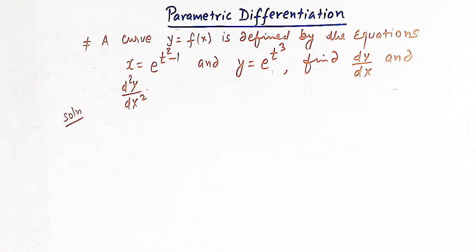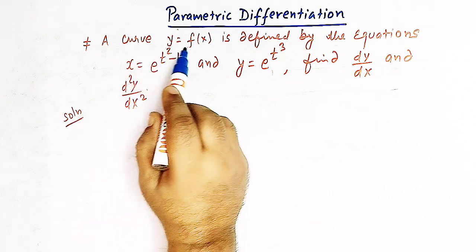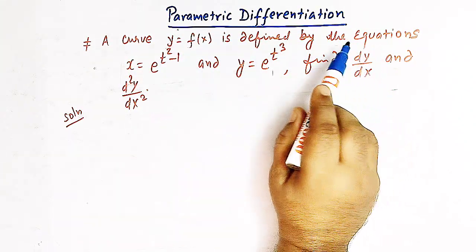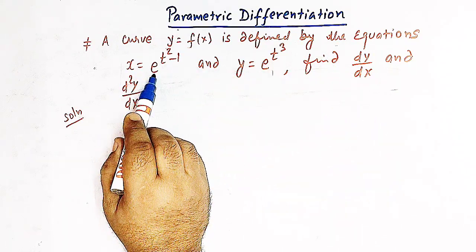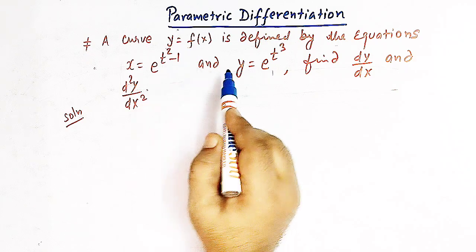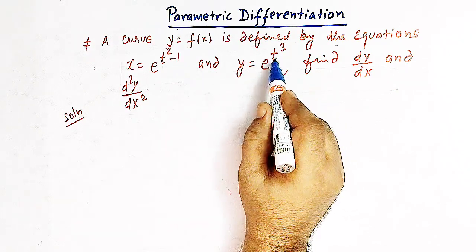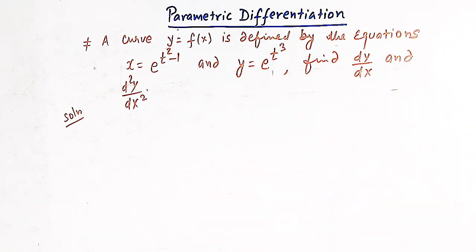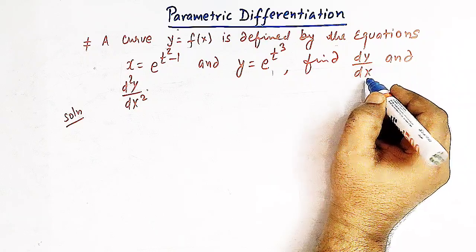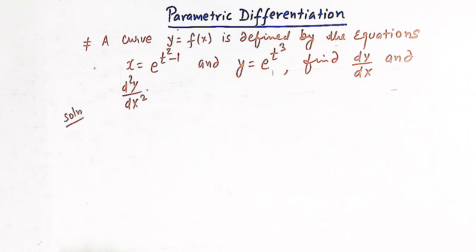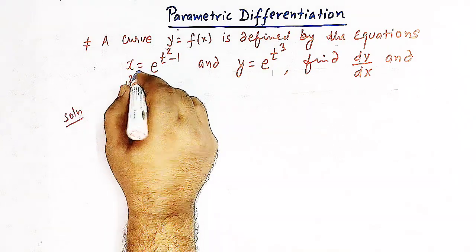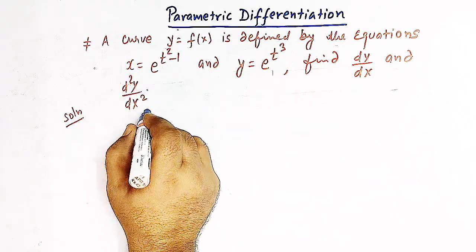So now consider this problem in which a curve y is equal to f of x is defined by these two equations. x is equal to e raised to t square minus 1 and y is equal to e raised to t cube. And we have to find dy over dx and d2y over dx2, that is the second derivative. So here first we'll find dx over dt.